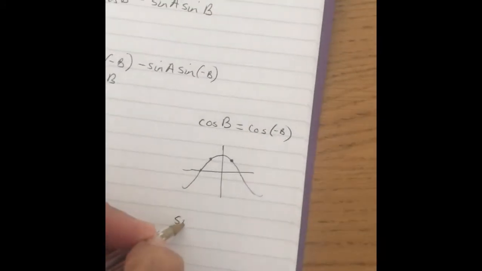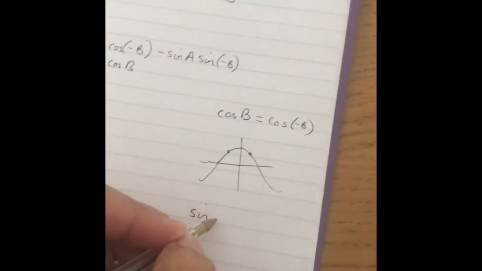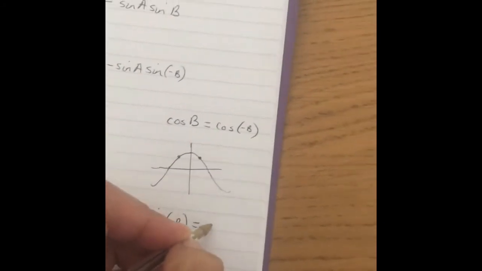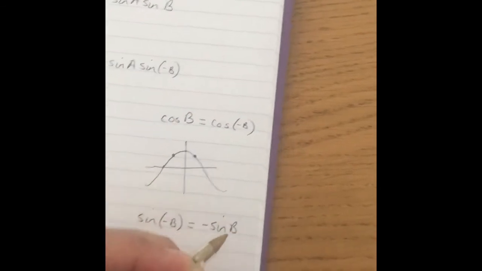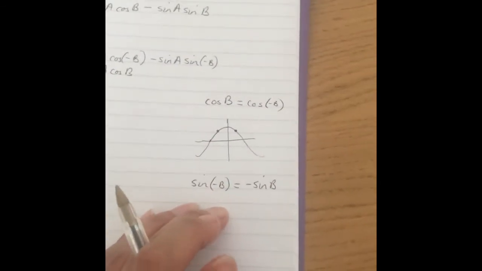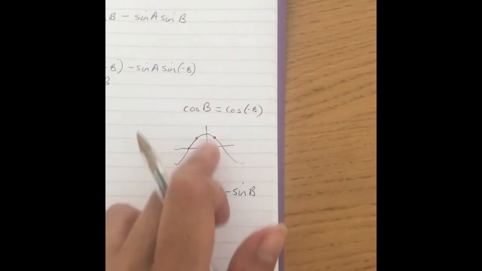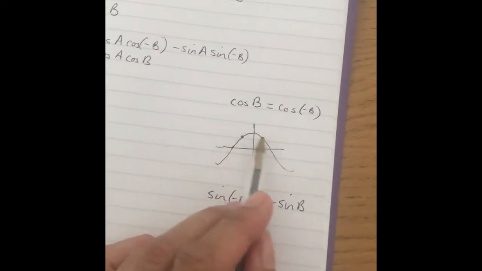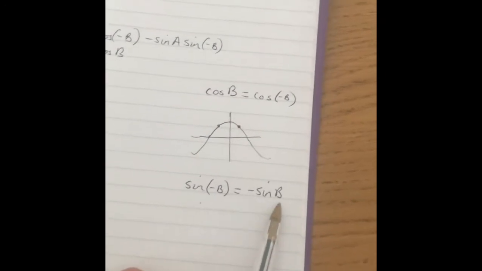And sine of minus b, I'll give you this one as well. Sine of minus b is equal to minus sine b. The sine function is not actually an even function. It's not symmetrical about that axis, so you wouldn't get that they're equal to each other. It's equal to minus sine b.